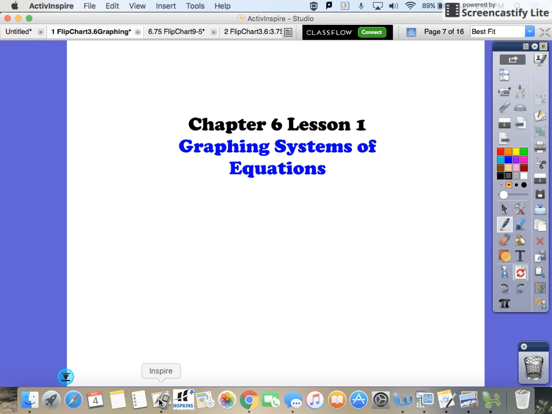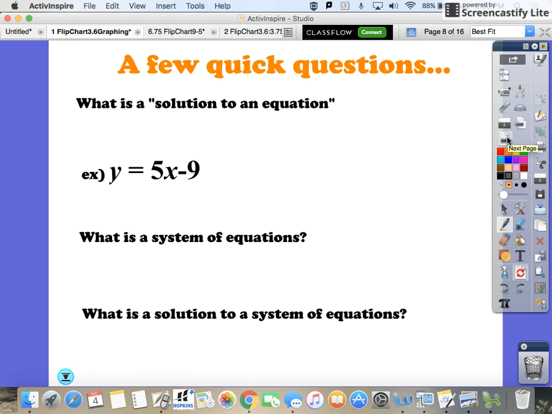This is the first lesson in Chapter 6 for Algebra 2. It's on graphing systems of equations. Before we start the actual lesson, I just want to refresh your memory about a couple of things with equations and solutions and what they are. So first of all, what is a solution to an equation?